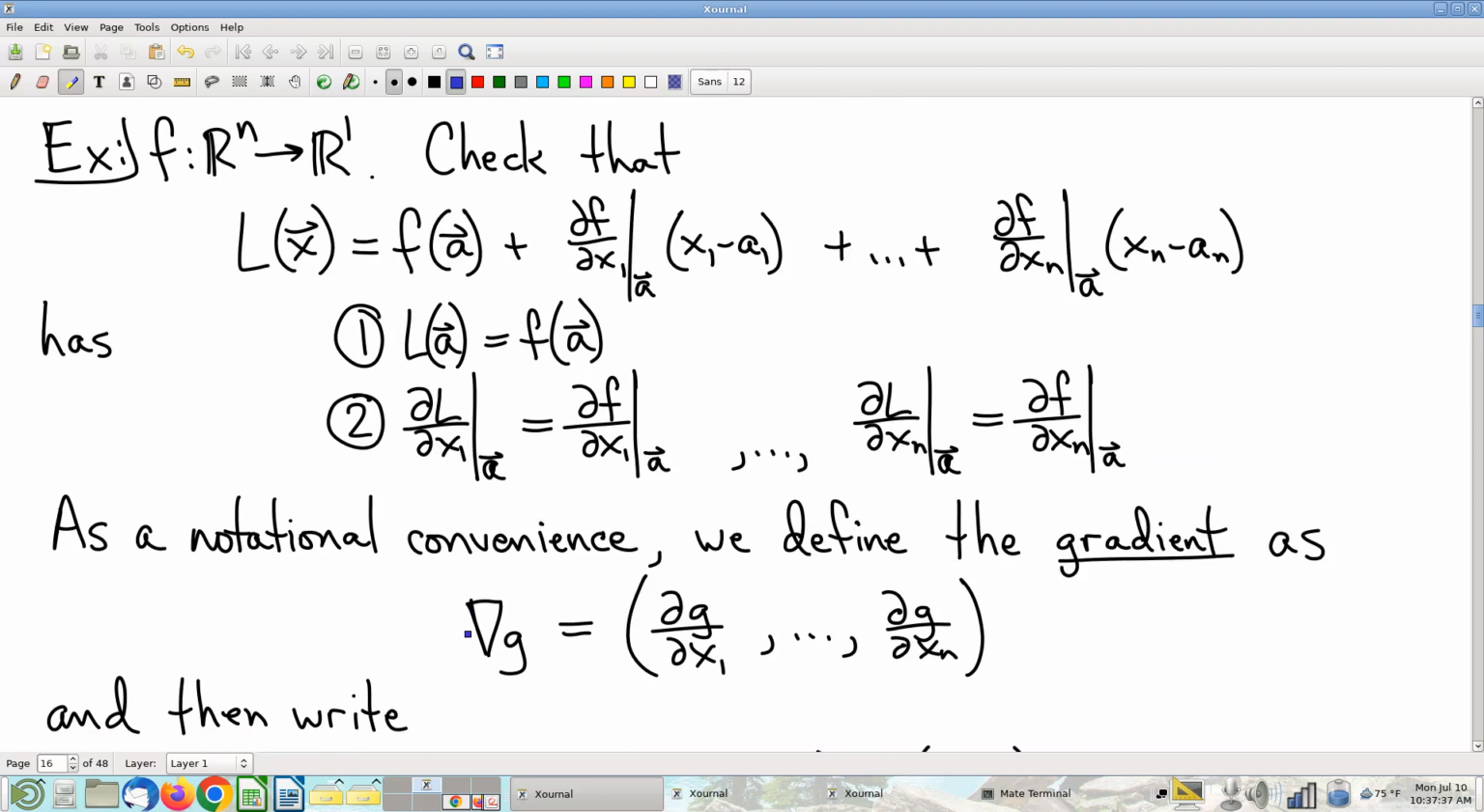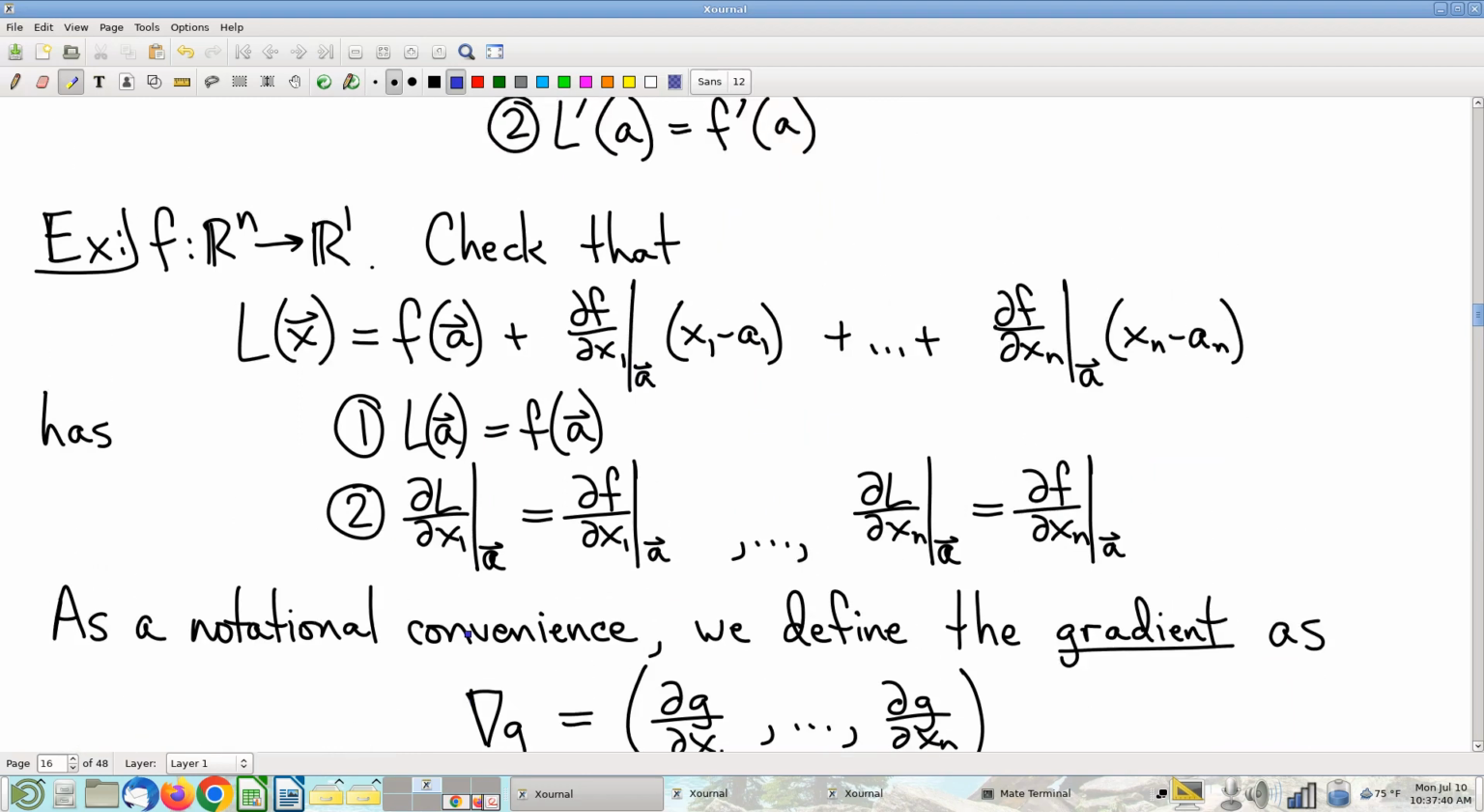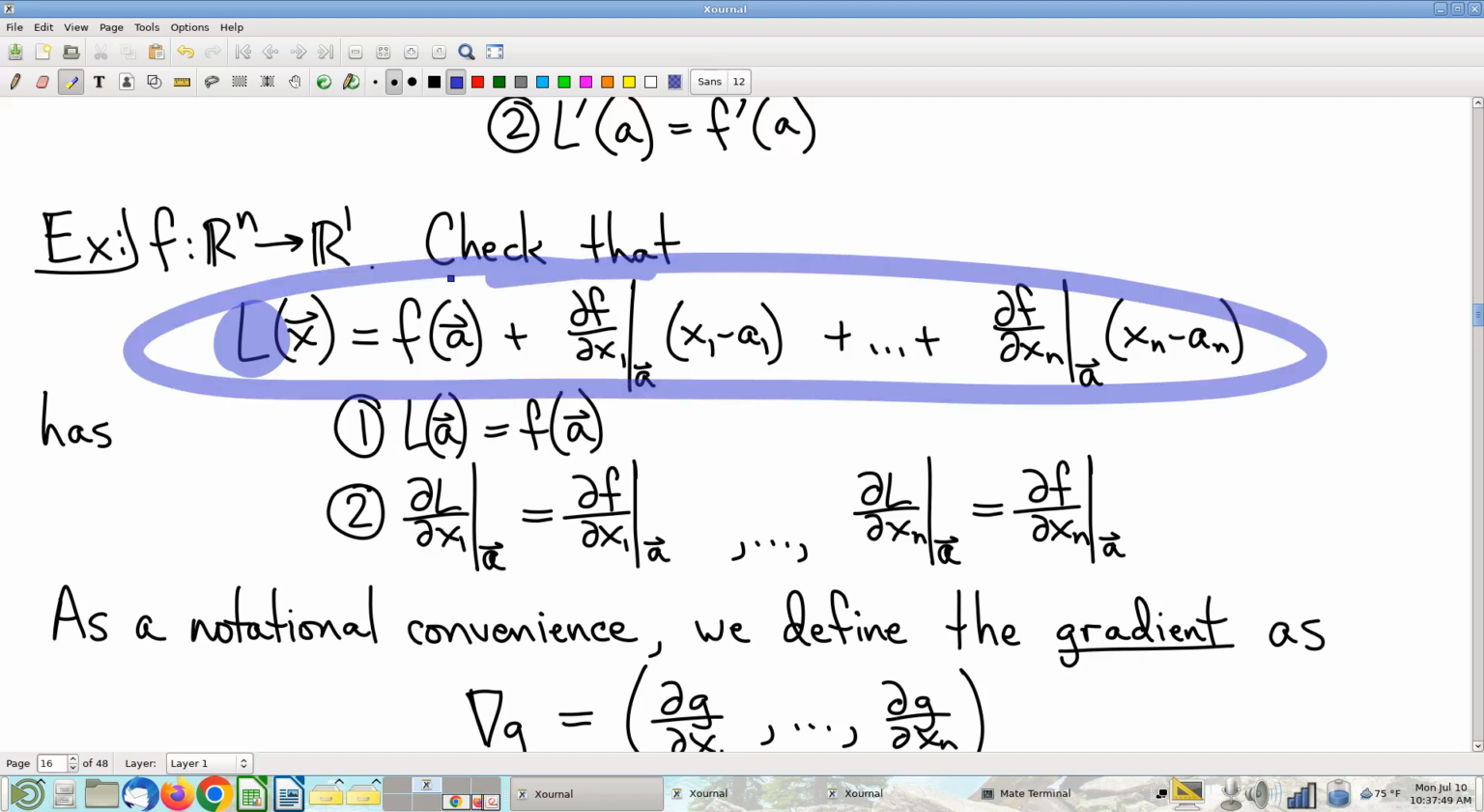And again, a really healthy exercise. I hope everyone will spend the necessary 3 minutes, 5 minutes, and confirm that this function described there indeed not only has the same value as f at the point A, but it has the same x1 partial as f at the point A. And furthermore, the same x2 partial and the same x3 partial, and all the way out to and including the same xn partial at the point A. Very importantly, all at the point A.